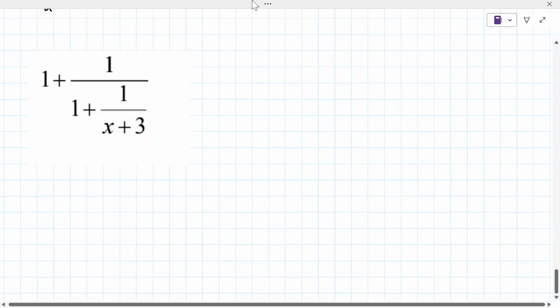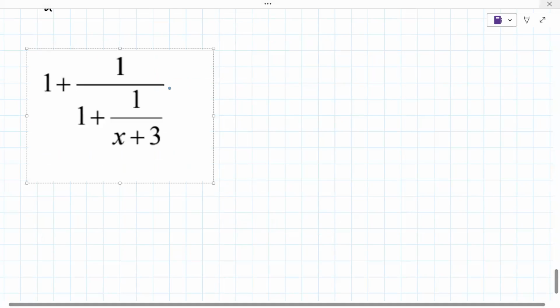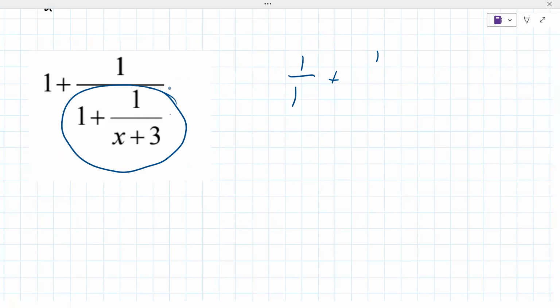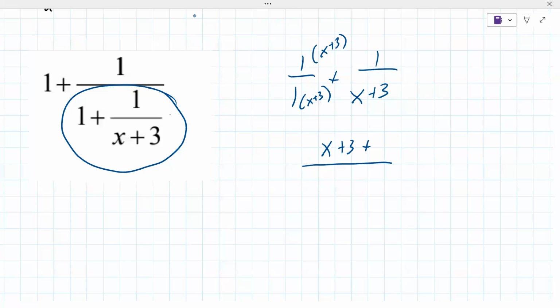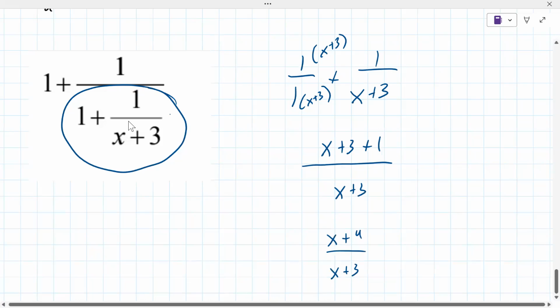All right. So when I look at a problem like this, my focus goes immediately to the inner part, right? 1 over 1 plus 1 over x plus 3. We have to figure out what that is. Okay, so you know by now that it becomes x plus 3 plus 1 over x plus 3, which becomes x plus 4 over x plus 3. So that's just this part in blue.